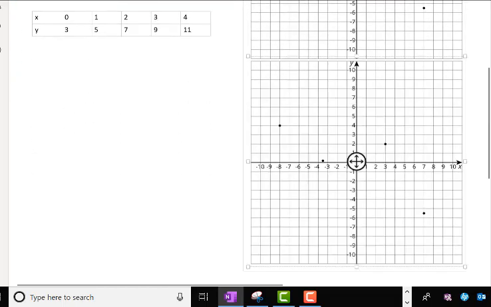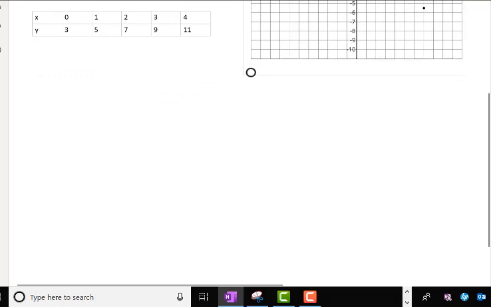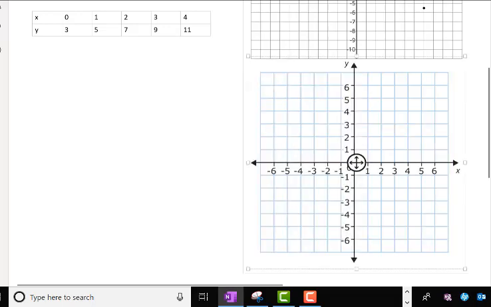I'm going to insert that graph again. Actually, I don't like that graph. I'm going to insert this graph this time. We'll try this one. All right, so up here, notice my table is the same, but it's going horizontal instead of vertical. So the first thing I want to do is look at the y.